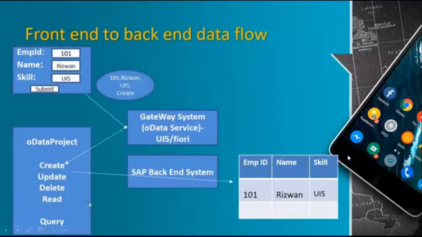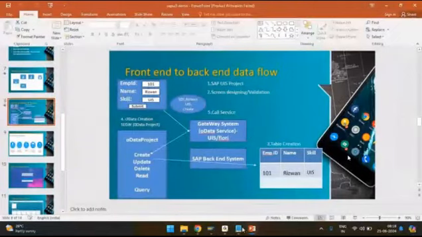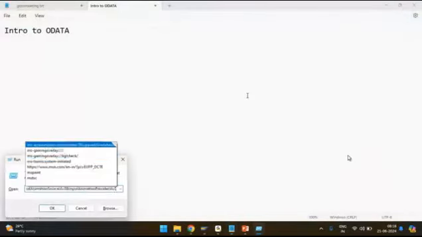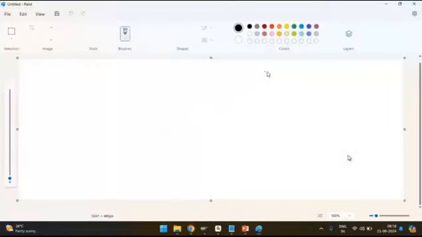For this, I'm going to give one technical example so that you will understand what an OData service is and why it came into the picture. This is a very good example, guys. Please pay attention.